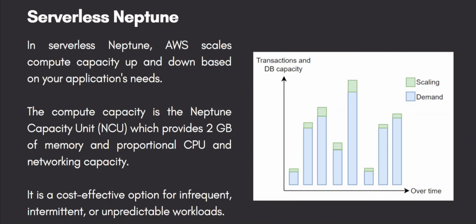In serverless Neptune, AWS scales compute capacity up and down based on your application's need. The compute capacity is the Neptune Capacity Unit, or NCU, which provides 2 gigs of memory and proportional CPU and networking capacity. It's a cost-effective option for infrequent, intermittent, or unpredictable workloads.